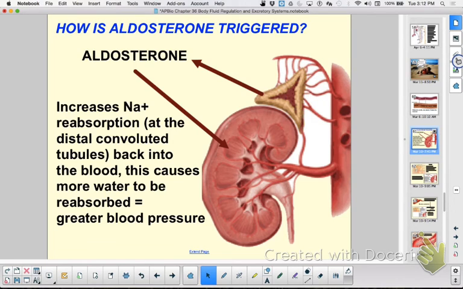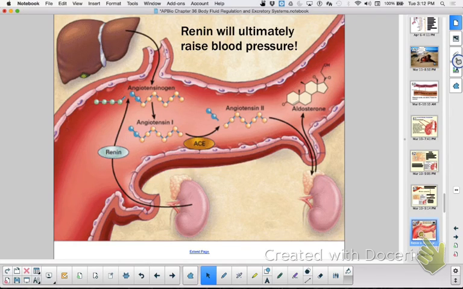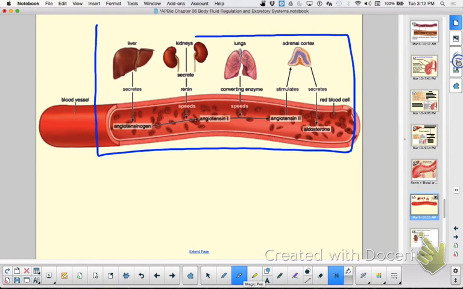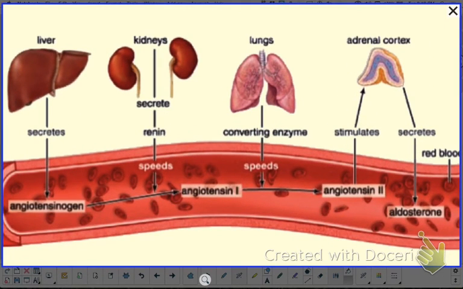Aldosterone affects the kidneys, but let's just go to the start, okay? Or here, wait, you know what? Let's go here. This one's probably easier. Now that we understand it all. All right, so when you need to reabsorb more water, remember you have that inactive precursor, angiotensinogen. And that renin, which gets secreted from your kidneys, specifically your afferent arteriole, is like, oh, blood pressure too low, we're not going to filter enough here. So then your kidneys secrete renin, and renin will convert that angiotensinogen into angiotensin 1.